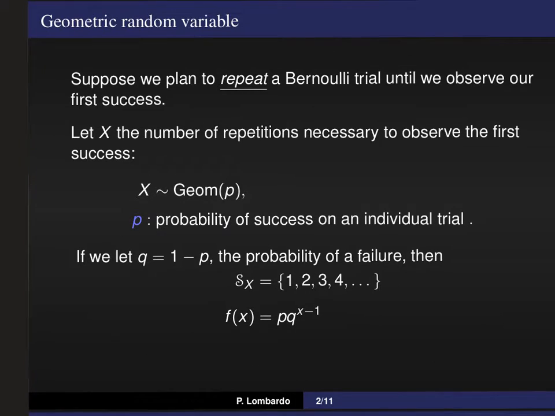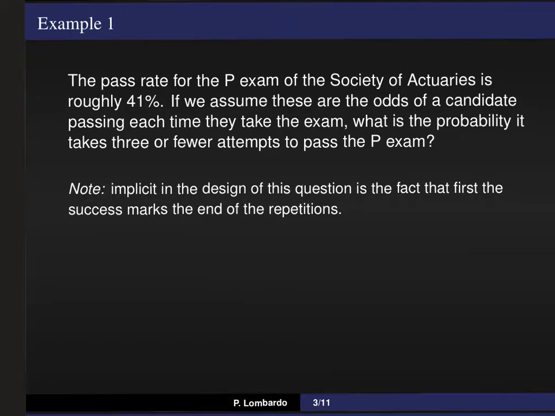So let's take a look at an example that uses this geometric random variable. Let's suppose that the pass rate for the P exam of the Society of Actuaries is roughly 41%. So for any given individual, there's a 41% chance that they'll sit for the exam and actually pass. If we assume these are the odds of a candidate passing each time, what is the probability it takes 3 or fewer attempts to pass the exam?